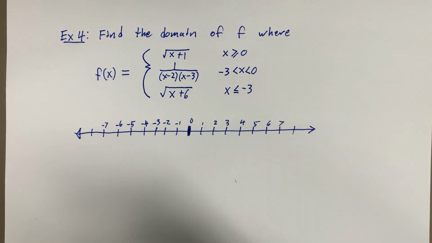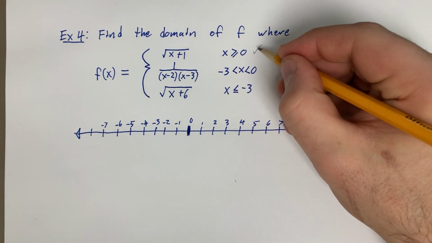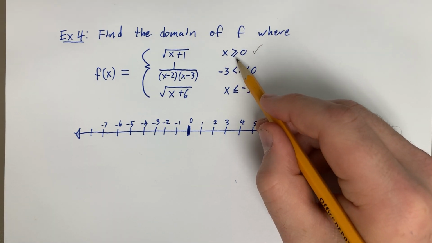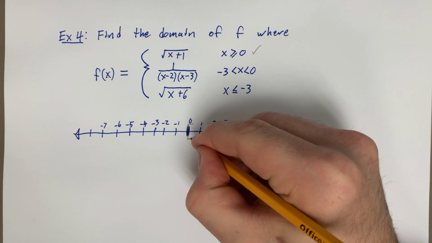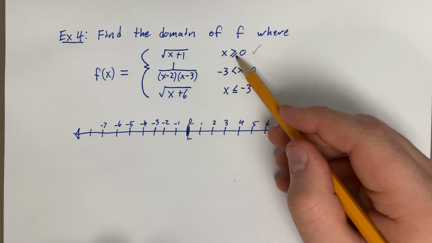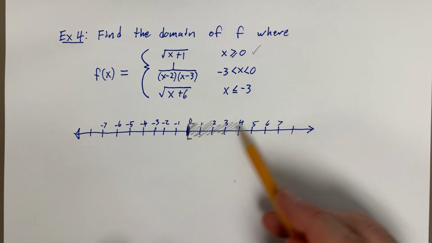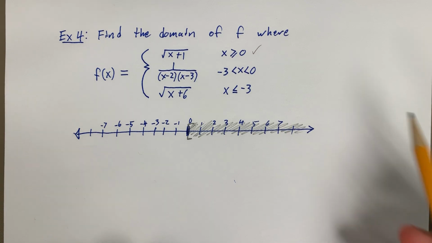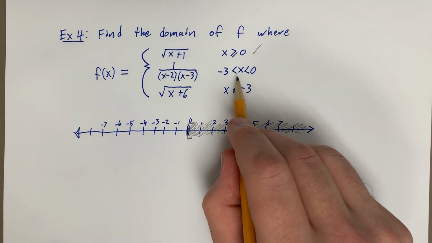All right, so how do we start this? Shade and erase method as before. So we start with this criteria, x is greater than or equal to 0. Because of the equal sign, we're going to put a square bracket at 0. And then since x can be greater than or equal to it, I shade to the right. Okay, so that handles that. Boom. All right, now let's handle the next part.